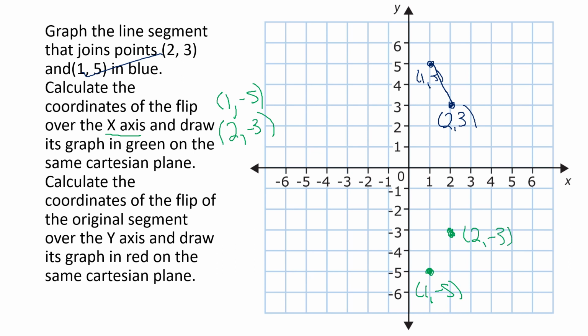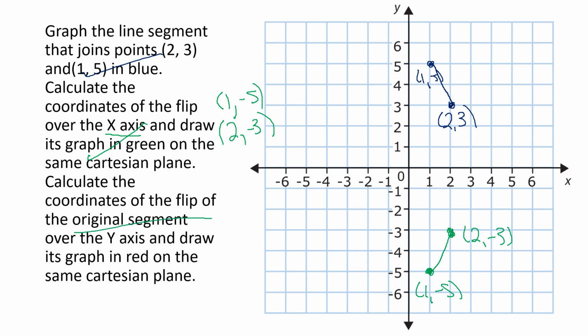And then we connect those points. So there's my second thing done. And then my third one says, calculate the coordinates of the flip of the original segment over the y-axis. So we're calculating the coordinates of the flip of the original.